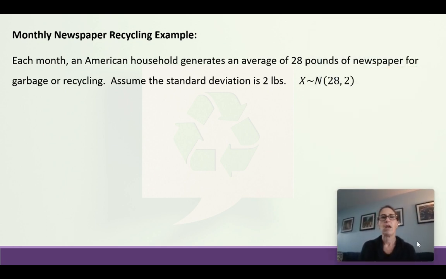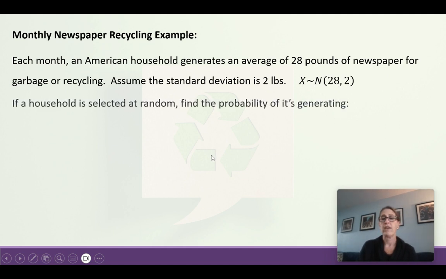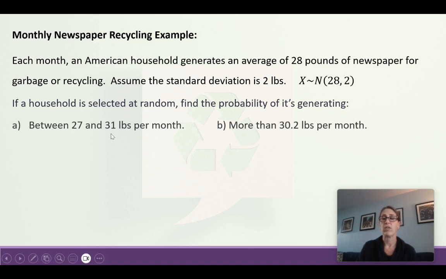So each month, an American household generates an average of 28 pounds of newspaper for garbage or recycling. We're going to assume the standard deviation is 2 pounds. So our notation here, x is a random variable with a normal distribution with a mean of 28 and a standard deviation of 2. So if a household is selected at random, let's find the probability that it's going to generate between 27 and 31 pounds per month and more than 30.2 pounds per month.